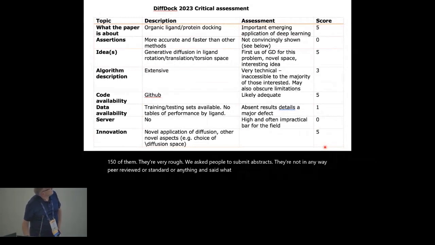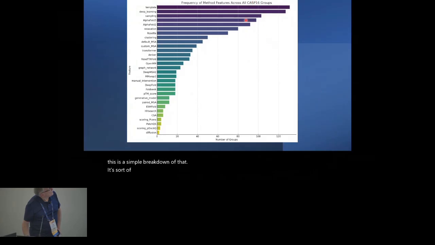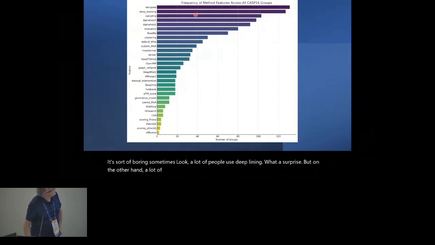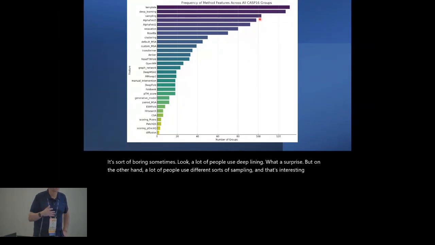It's sort of boring sometimes. Look, a lot of people use deep learning. What a surprise. But on the other hand, a lot of people use different sorts of sampling. And that's interesting because you know sampling is helping in a lot of these problems. So that's your top level of the ontology.